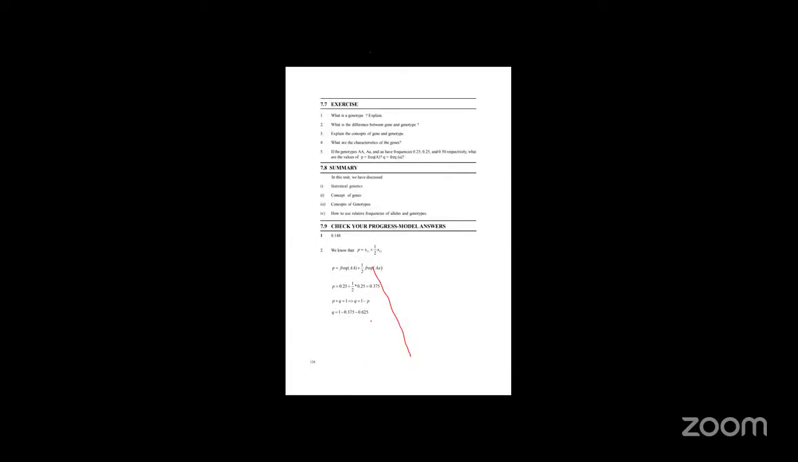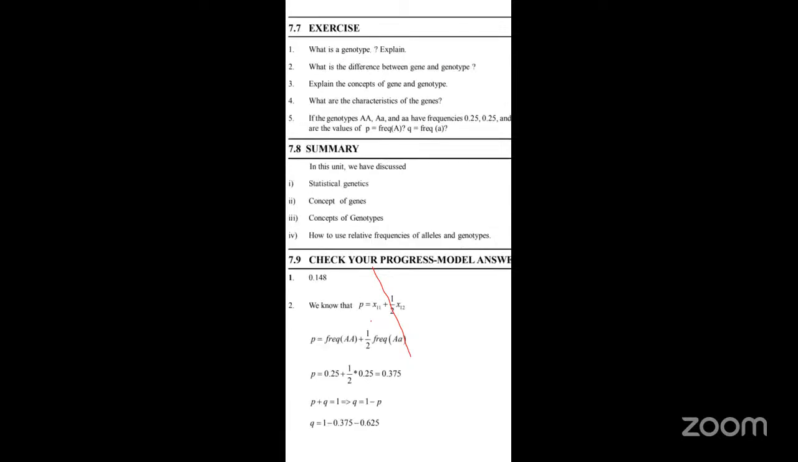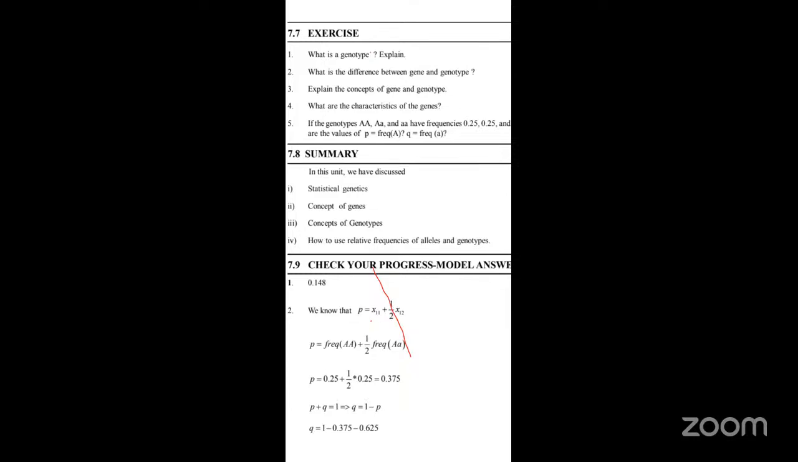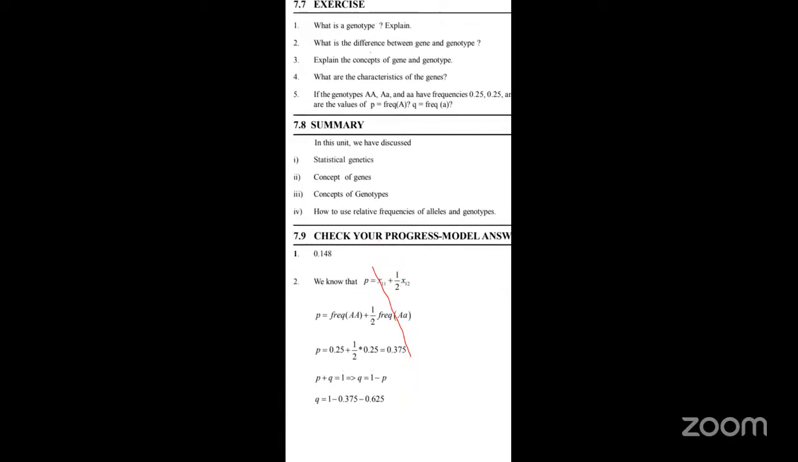So here are some exercises: what is a genotype, what is the difference between gene and genotype, explain the concept of gene and genotype, what are the characteristics of genes, statistical genetics, concept of genetics, concept of genotype, how to compute relative frequencies of allele and genotype. Please note down these exercises, summary and check your progress. So today I am finishing this, and please go through this. If you have any doubts, ask me.